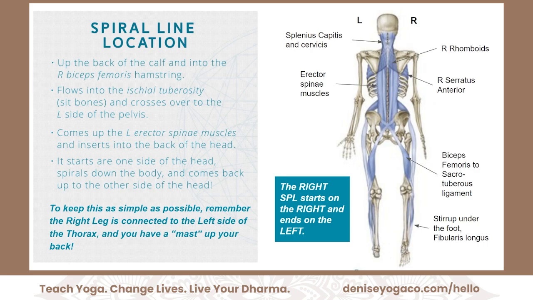Okay, all right, wonderful. So we're going to carry on with the spiral line location and look more at the back body. So we've been under the foot. Now we're going to come up the side of the leg. I'm going to stay on the right side because we're looking at the right spiral line. These are the peroneals. Those are right on the very side of your lower leg, and if you tilt your foot out to the side, you probably can feel those become active.